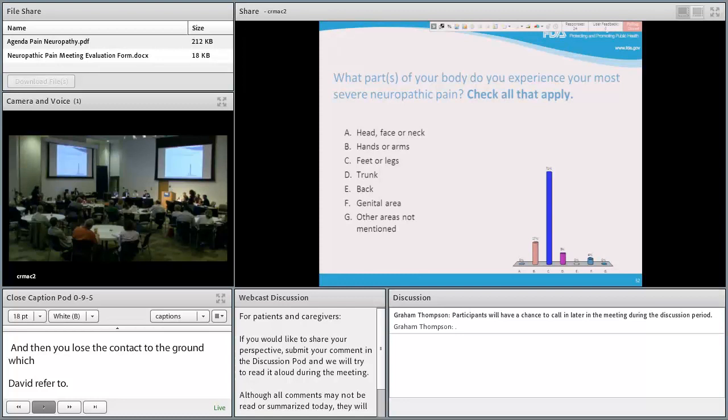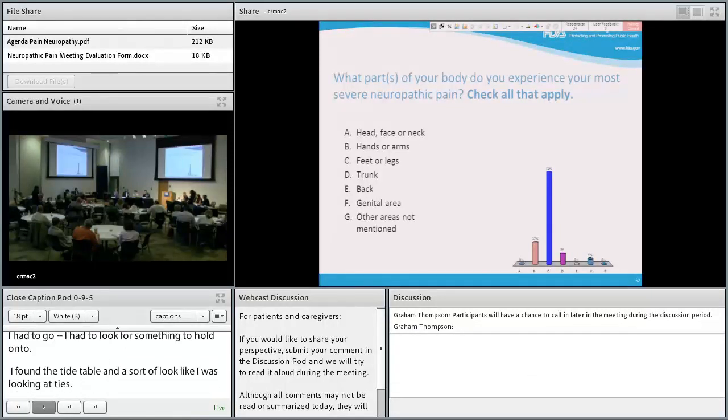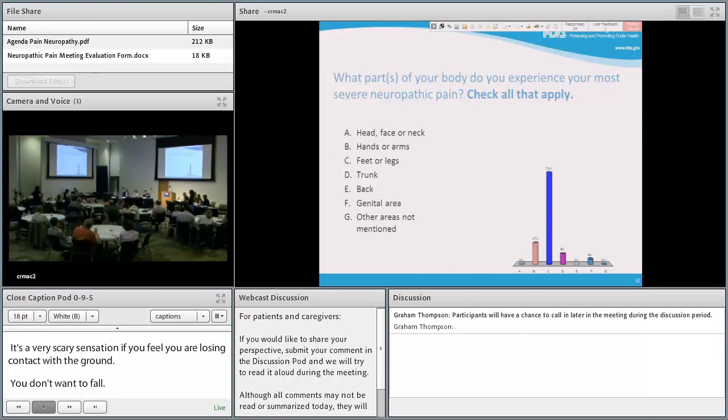I had to look for something to hold on to. I found the tie table, and I sort of looked like I was looking at ties, holding on to the edge of the table so I could shake my foot. It's a very scary sensation if you feel you're losing contact with the ground. You don't want to fall. And I know that numbness is not on the agenda necessarily, but it often gets overlooked. And if one day there could be a medication to cure numbness or to regenerate the nerves, that would be a real blockbuster instead of just focusing on pain all the time. But numbness shouldn't be disregarded.